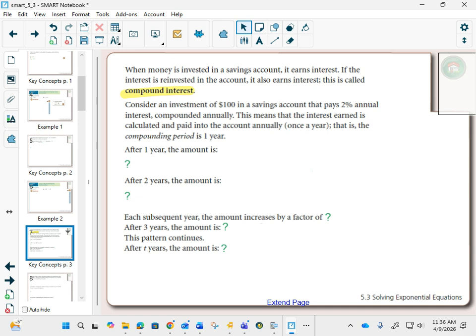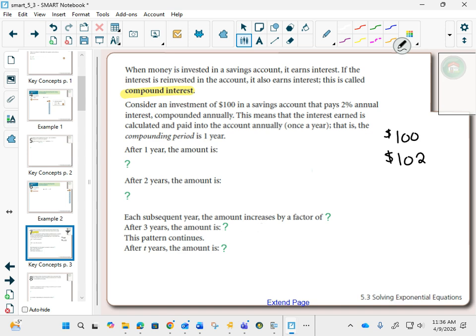So what does that actually mean? That means if you did this with your bank, you would start off with $100. Woohoo! You are so rich. And then at the end of the year, they give you 2% interest. So 2% of $100 is $2. And now at the end of the year, you have $102.